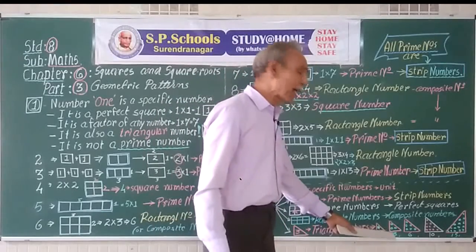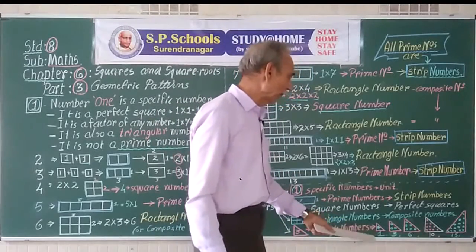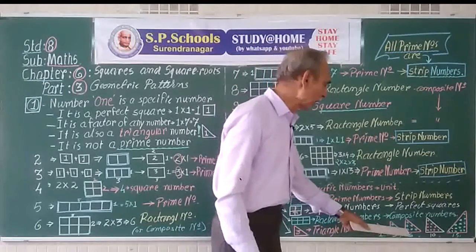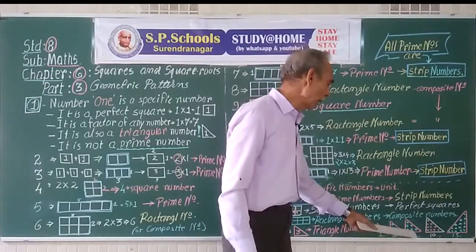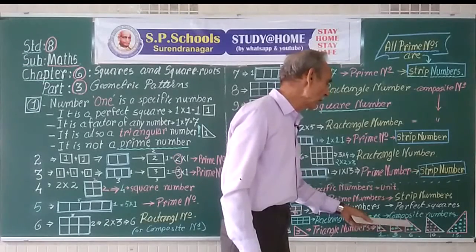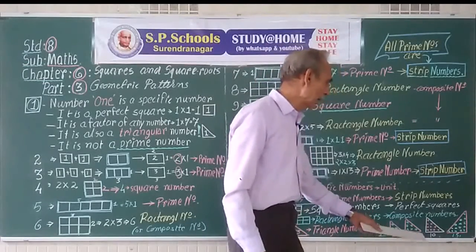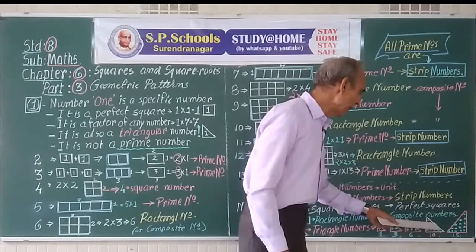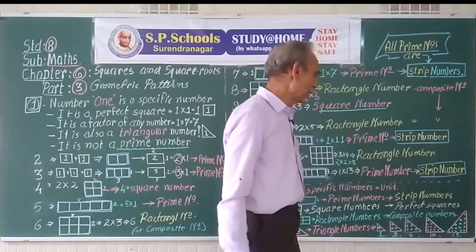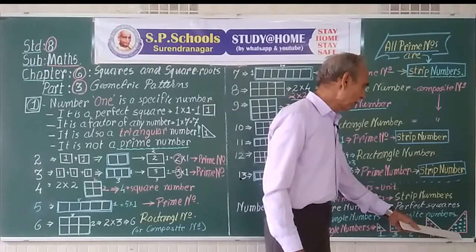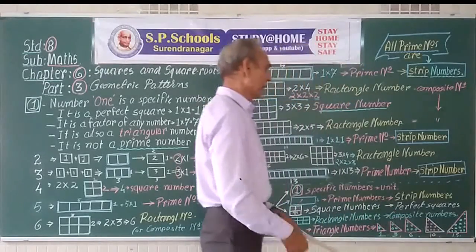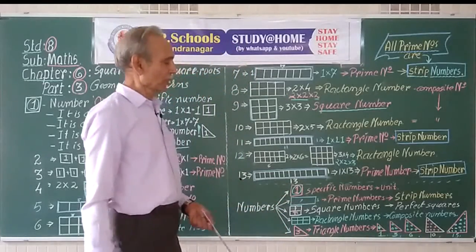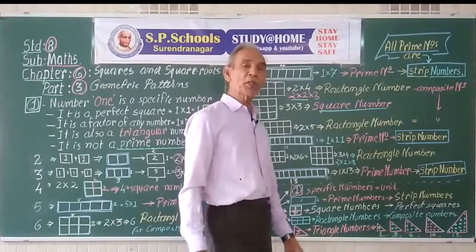So numbers arranged in a triangle: 1, 3, 6, in triangular fashion. 1, 2, 3, 4, gives 10. The next triangular number is 15. Now these triangular numbers form what is called a triangle.